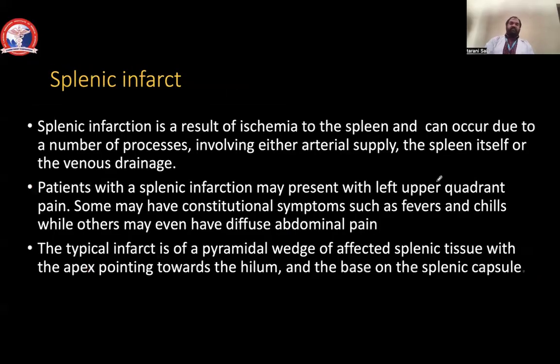Splenic infarct. It is a result of ischemia to the spleen and can occur due to a number of processes involving either the arterial supply, the spleen itself, or venous drainage. Patients with splenic infarction may present with left upper quadrant pain, sometimes constitutional symptoms such as fever and chills, while others may have diffuse abdominal pain. A typical infarct is a pyramidal wedge-shaped area of affected splenic tissue with the apex pointing towards the hilum and the base on the splenic capsule.